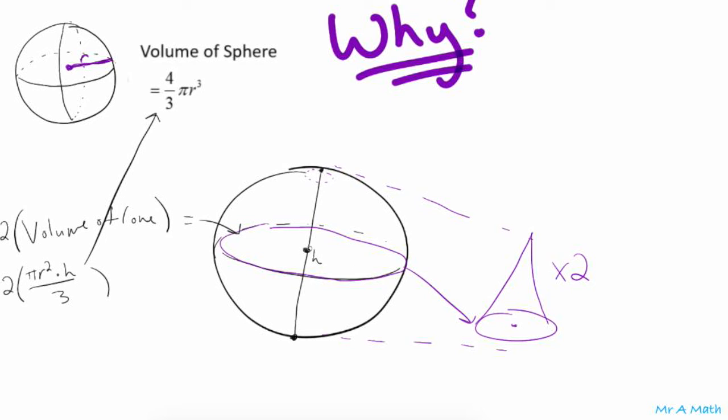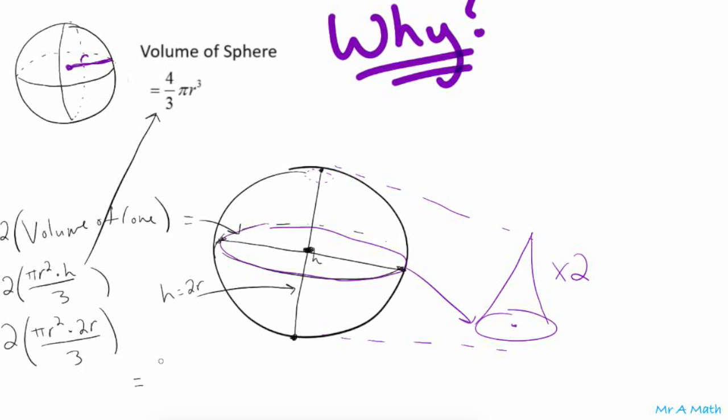What do we notice about this? I notice that the height of this sphere is exactly 2 radiuses big, right? Because the height is the same distance across the sphere as it is up and down. So the height is really just 2 radiuses added together. The height is just 2 radiuses of the sphere. So instead of writing times height, I can write 2 times pi r squared times 2 radius over 3.